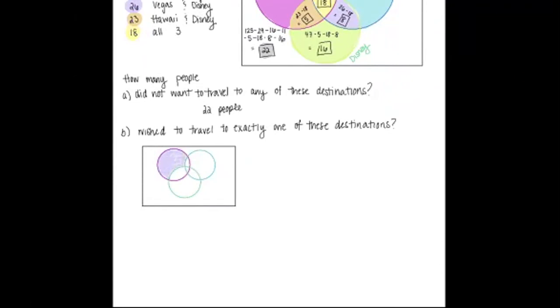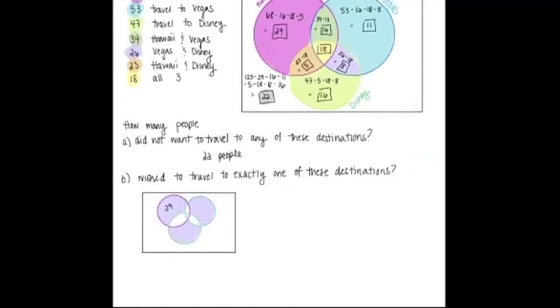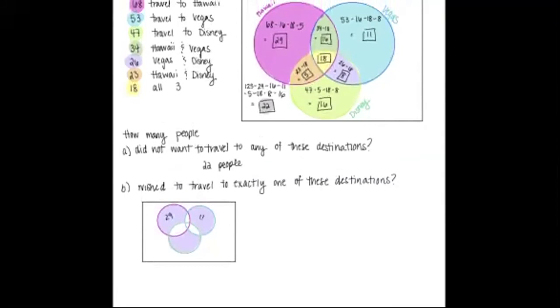Need to make this tool a little bigger. This region here. And this region here. So that would be 29 people that wanted to go to Hawaii, 11 to Vegas, and 16 to Disney. Adding those together gives us 56 people that wanted to go to exactly one destination. Okay. All right.